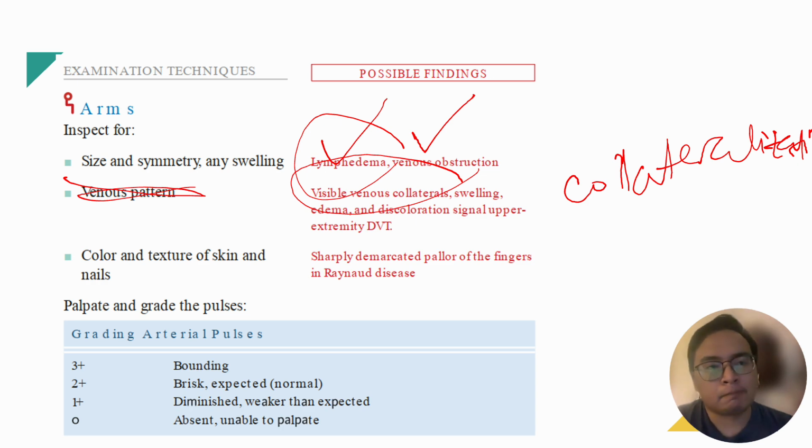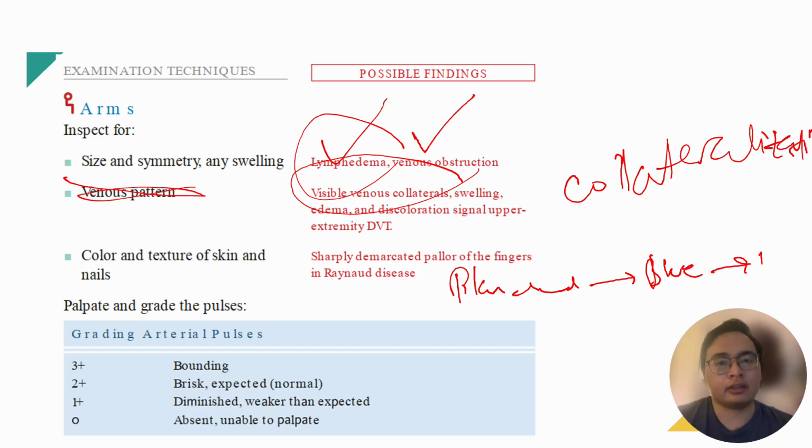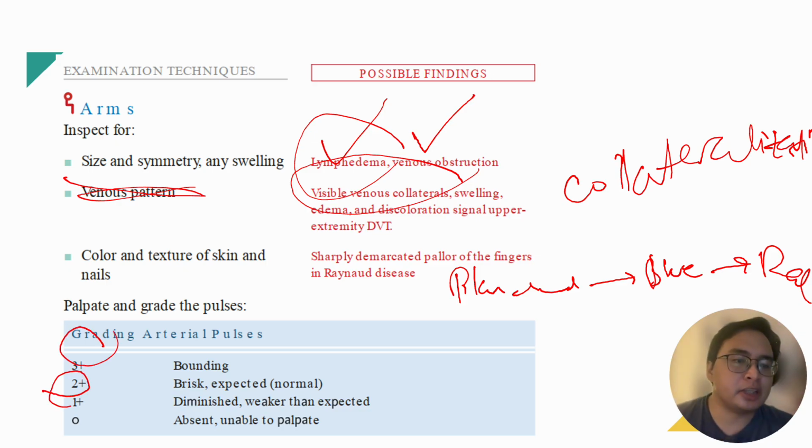Okay? Swelling and edema are also venous symptoms. You should also check the color and texture of the skin. Specifically in Raynaud syndrome, as I have mentioned, the skin becomes blanched, then blue or cyanotic, and then red. Okay? Lastly, you need to palpate and grade the pulses. So the normal grade is 2+. If it's bounding, it's 3+. If it's diminished, it's 1+. If you are unable to palpate it at all, it's going to be 0.